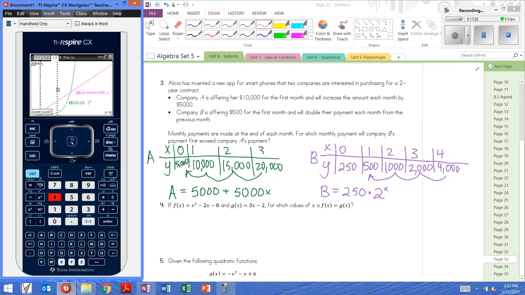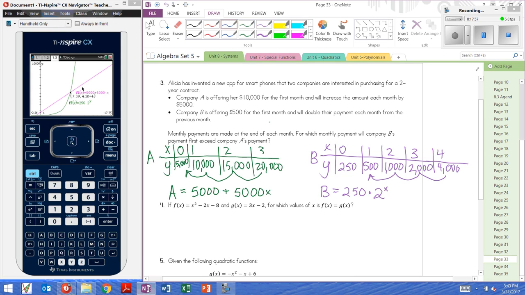Let's figure it out. The intersection is 7.3, 4.2 e to the 4th power. Whoa, that's a really high number. That's like 4.2 e to the 4th power. So what is that? 4.2 e to the 4, so that would be 4.2 times 10 to the 4th power, which means I move my decimal over 1, 2, 3, 4 spaces. So that is really 42,000. Did I do that right?